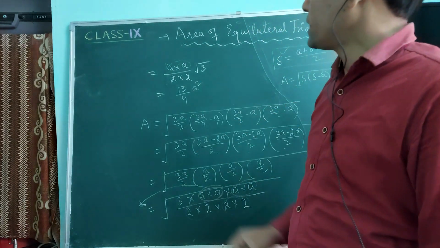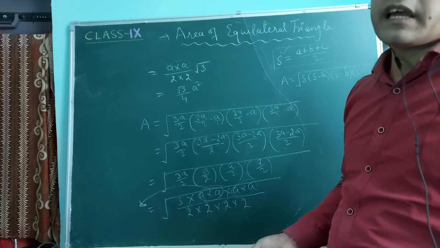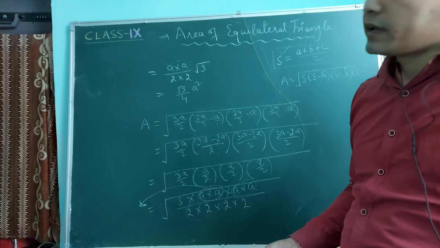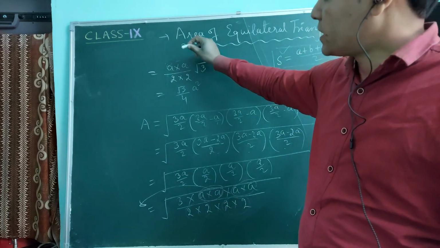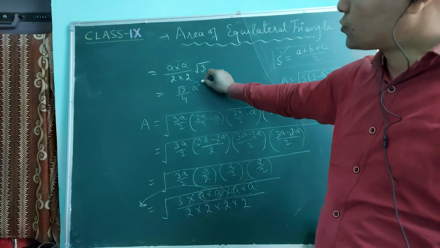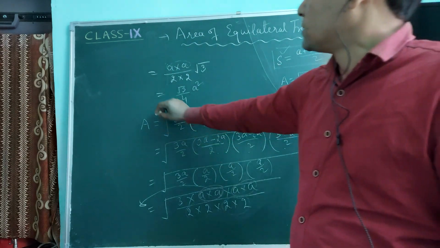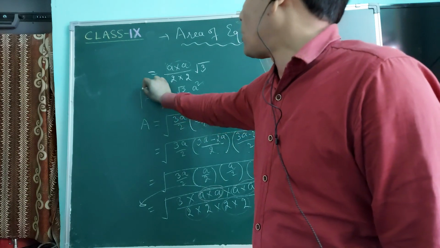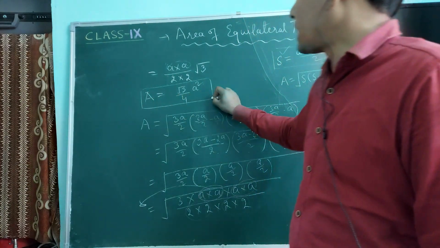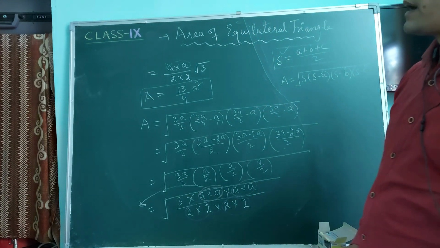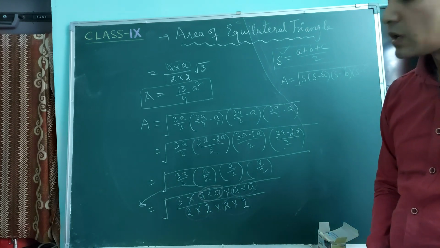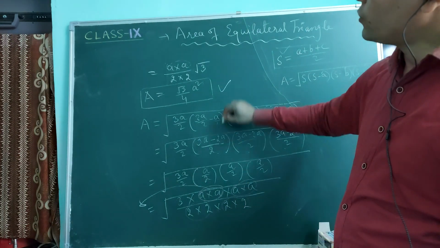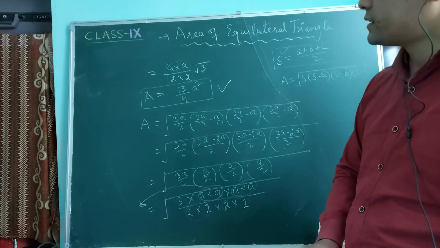And what you get here, a into a, you can take this as a square, because a into a means square of a. So that means the area of this equilateral triangle will be root 3 by 4 a square. Okay, so how do you get the area of the equilateral triangle?